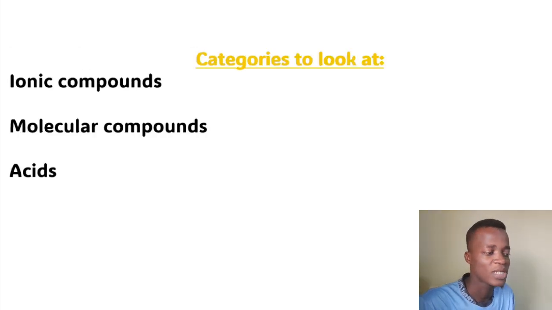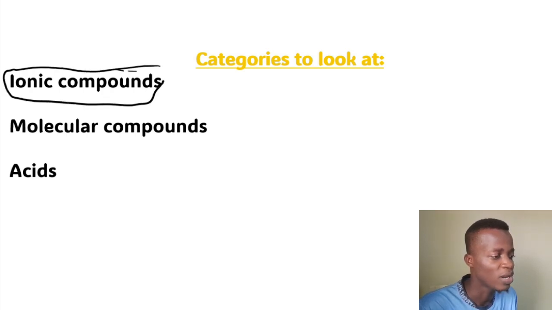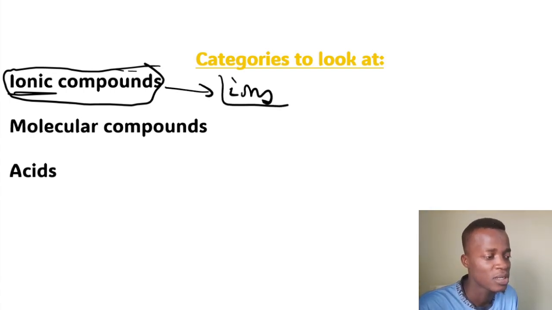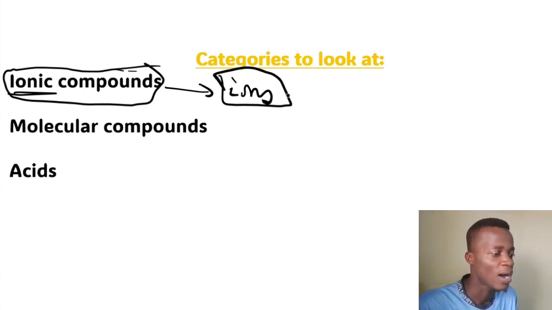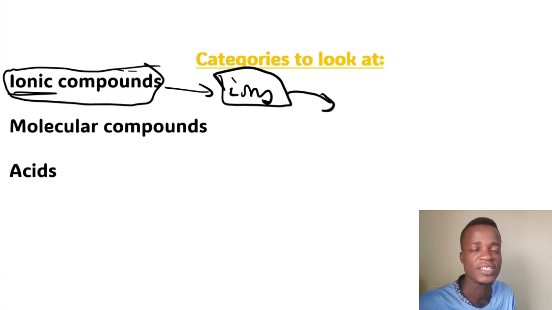These are the categories that we'll be looking at. We'll be looking at how to name ionic compounds, how to name molecular compounds, and then how to name acids. So ionic compounds have ions inside, right? So we first start with naming the ions. If you know how to name all the ions, then we'll go back and combine the ions, both the positive and negative ions together, to form the ionic compound. When we form the ionic compound, we name the entire structure.